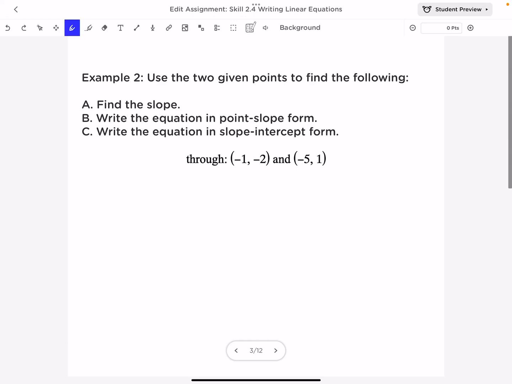Okay, so we're given 2 points, and we first want to find the slope, then find the equation in point-slope form, and then finally find it in slope-intercept form. So to find the slope, remember, we do y2 minus y1 over x2 minus x1.